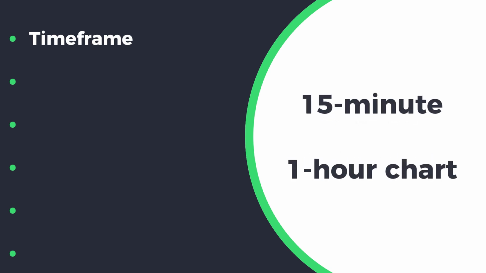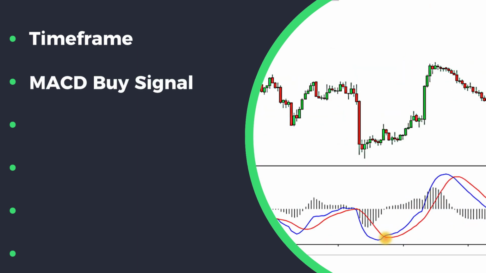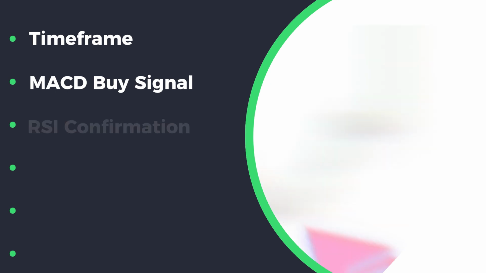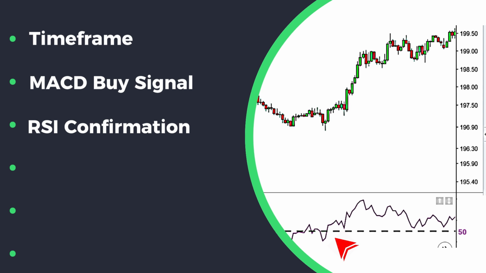Alright, here's the full setup step by step, and don't worry, it's simple. First, you're gonna stick to either the 15-minute or 1-hour chart. Both are great for intraday trading. Then wait for the MACD line to cross above the signal line. That's your first buy signal. But we don't just rely on one indicator. Now check the RSI. It should be climbing from below 50, but it shouldn't be above 70 yet. That's your momentum confirmation.